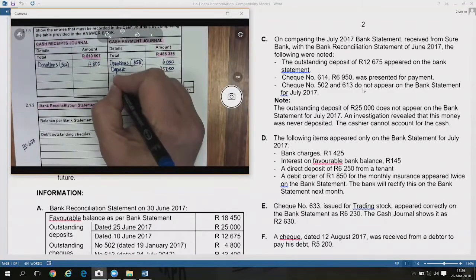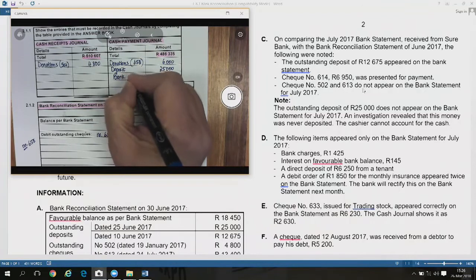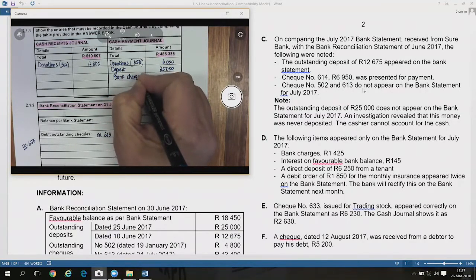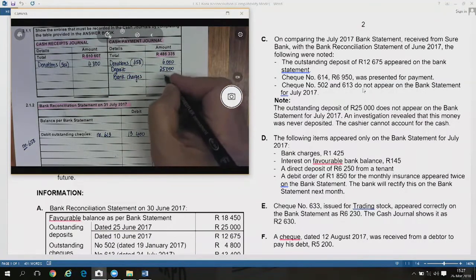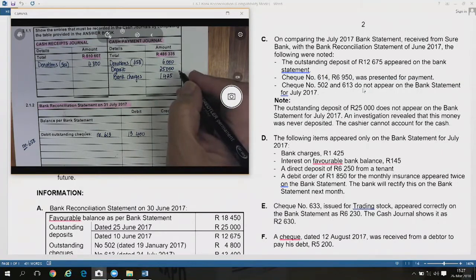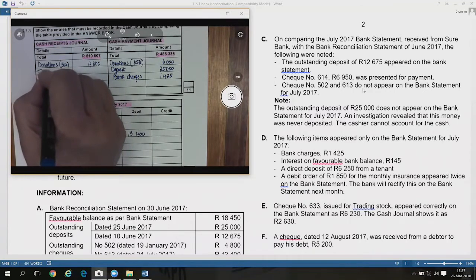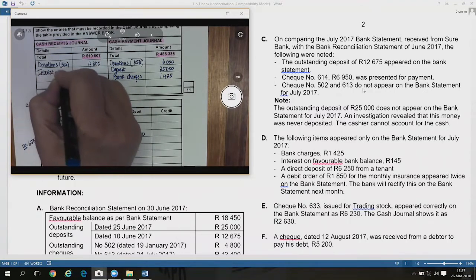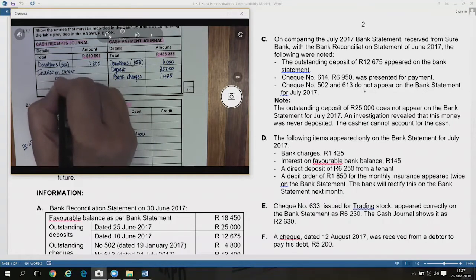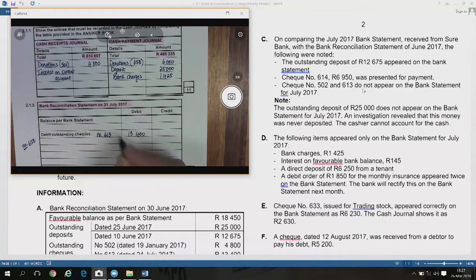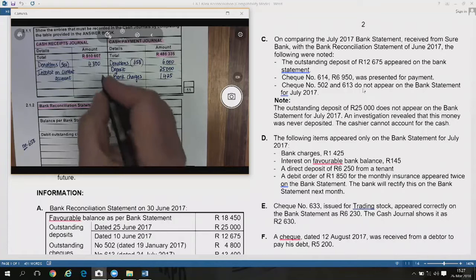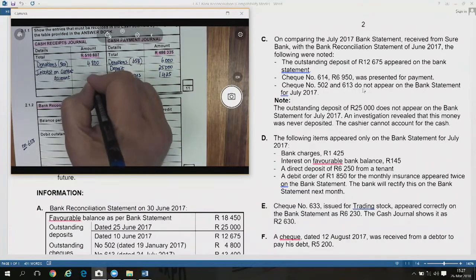Bank charges. Remember, if it's only on the bank statement, it means it's not in our books. 1425. Interest on favorable bank balance is interest in the CRJ. Interest on current account. And that gives us 145 Rand in the CRJ.